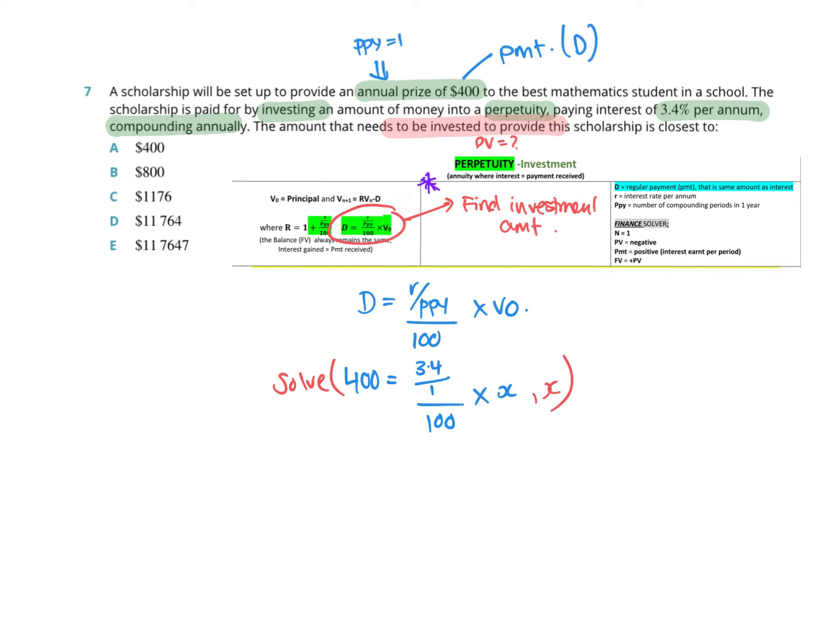Yep. Okay, so I got X to equal 11765 if we round, and it's saying is closest to, so there's no other one that's closer than this one, so we would go with D.